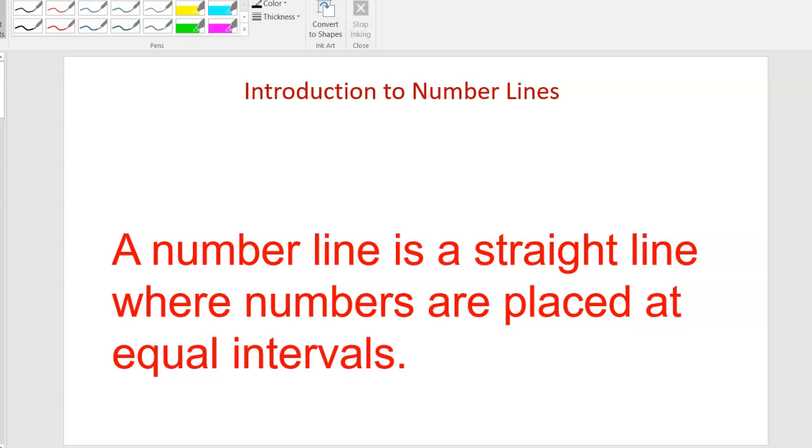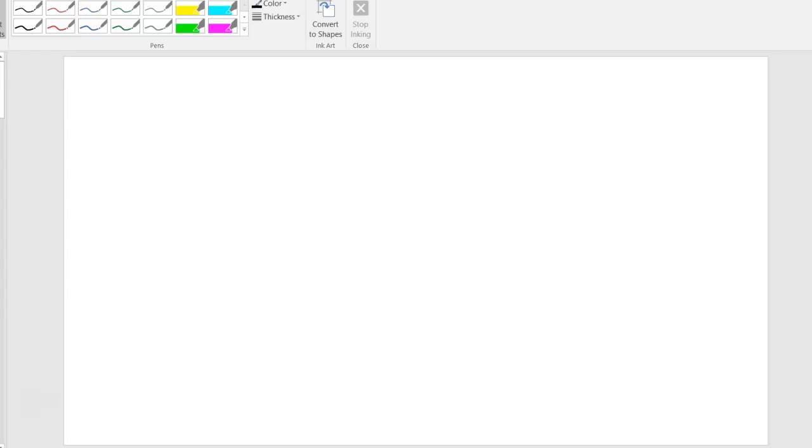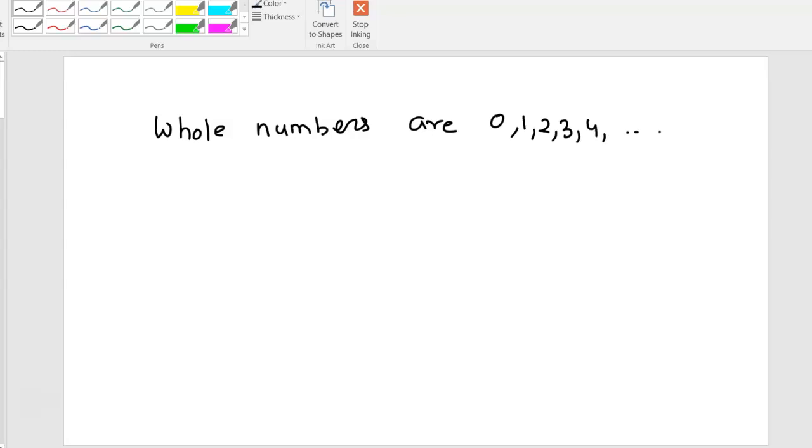So we will first start with whole numbers. So what are whole numbers? Whole numbers are 0, 1, 2, 3, 4, and so on. So let's see it on a number line.